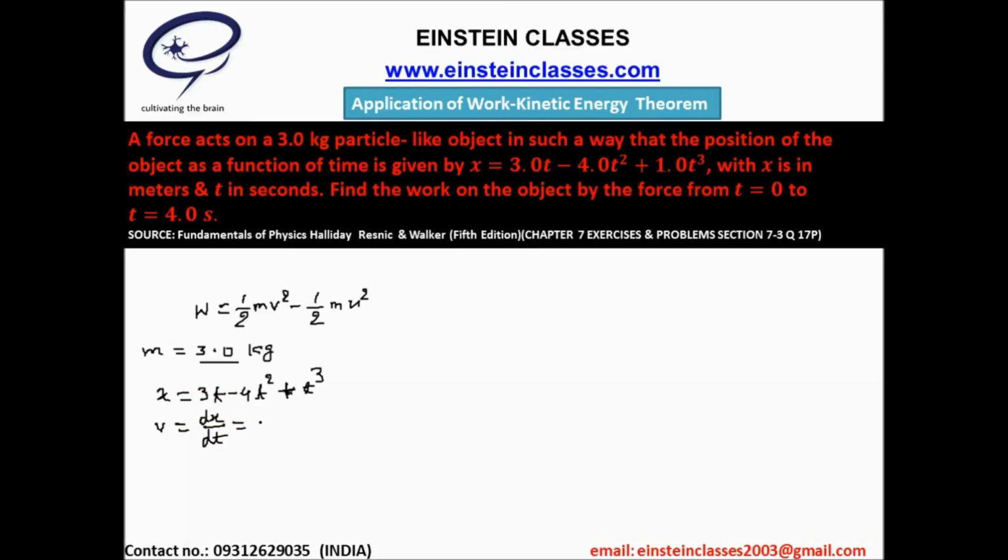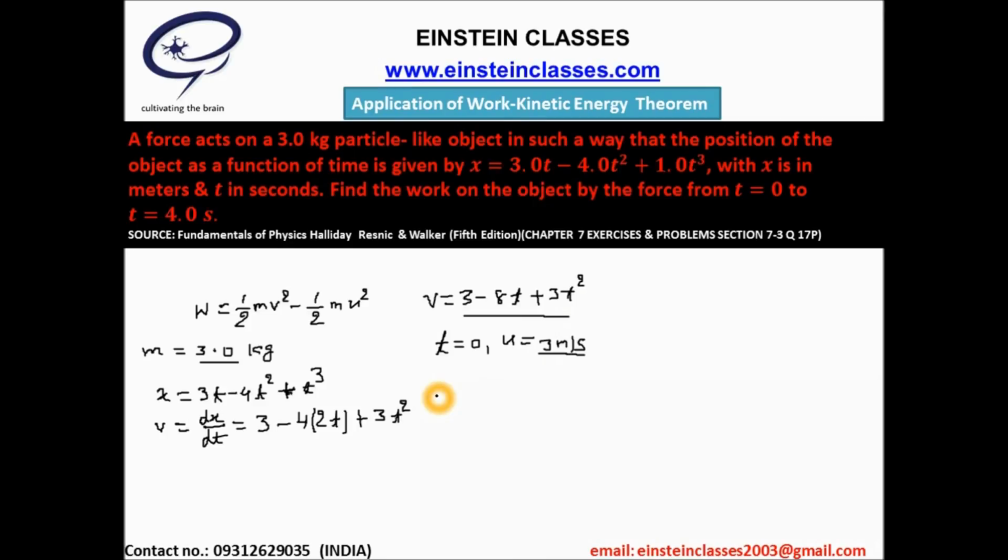3 is a constant quantity, it will come out of the differentiation, and the differentiation of t with respect to t is 1. That's why the differentiation of 3t will be 3. Minus 4 will come out. The differentiation of t square will be equal to 2t, plus the differentiation of t cube will be 3t square. Hence the speed v is given by 3 minus 8t plus 3t square. This one is the initial speed, because if you put the value of t equal to 0, this one is 0, this one is 0, hence the speed will come out as 3 meter per second.